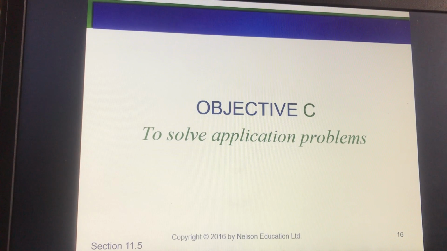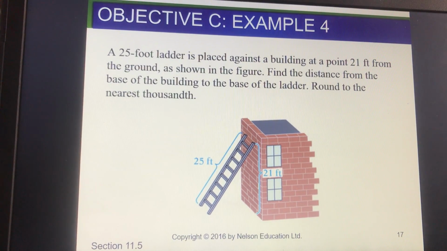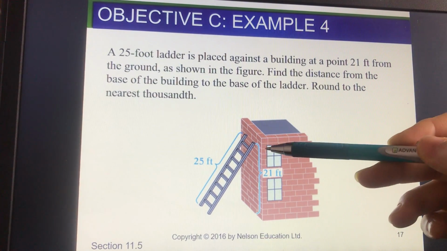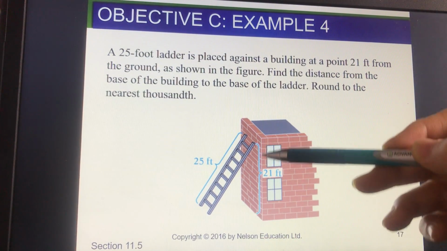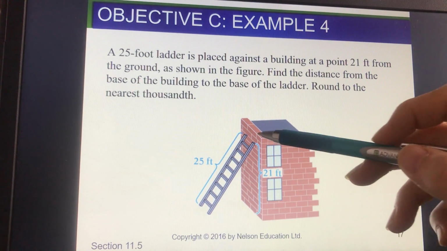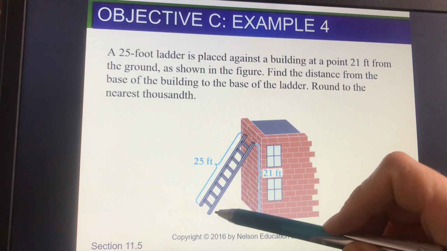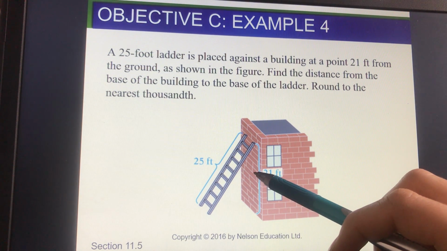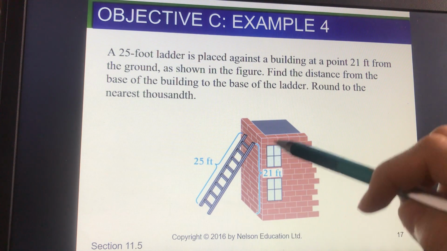Pythagorean theorem is used a lot in solving application problems. Let's look at this question. A 25-foot ladder is placed against a building at a point 21 feet from the ground. So the ladder is reaching here. You know that if you bring the base of the ladder further on, it's only reaching a lower level on the building.